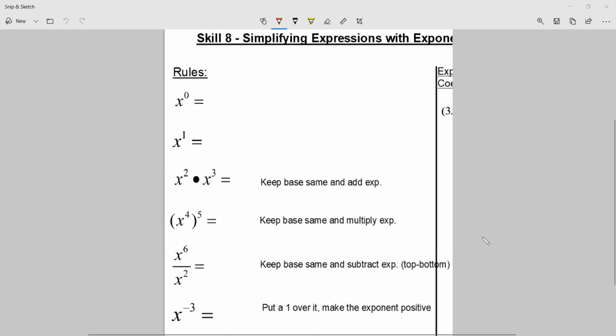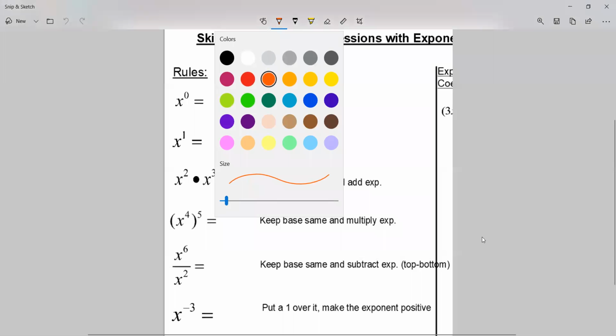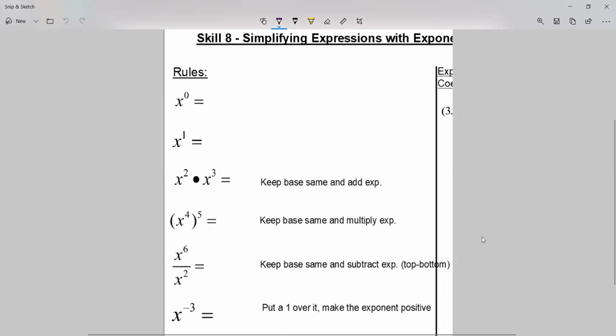This is skill 8, simplifying expressions with exponents, but this is just the introduction to skill 8. It's not the actual skill itself. I'll do this in multiple parts. So this particular one is basically a review of exponent rules that you learned in Algebra Foundations.